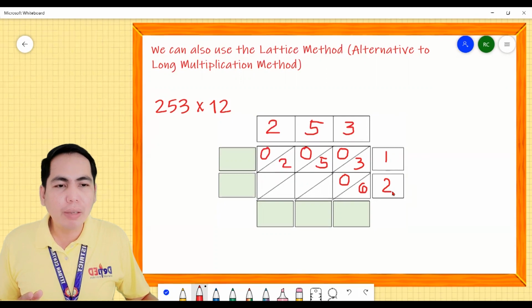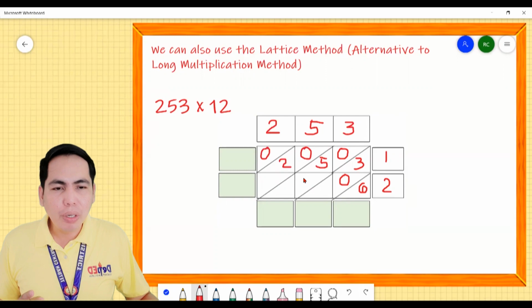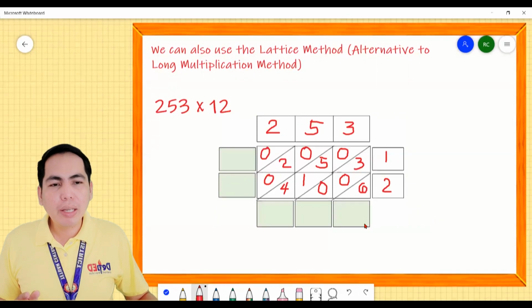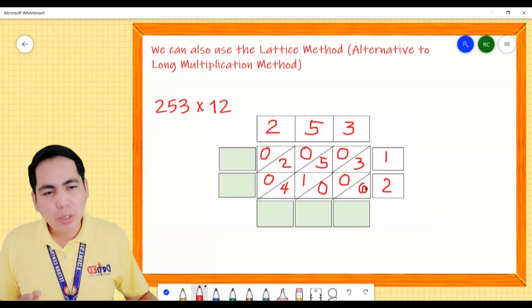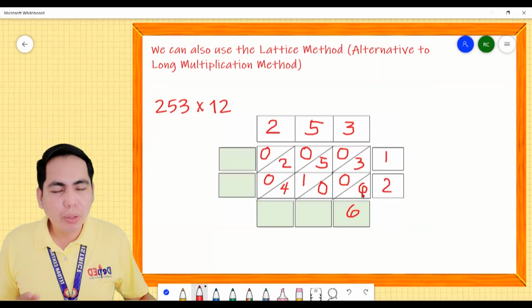2 times 5 will give us 10. Since 10 is a 2-digit number, we have to write here 1 and then the 0 here. And then 2 times 2 is 4. So 0, 4. And then after that, we are going to add all our initial products. So 6, we will write here 6, since no other digit is to be added to 6. And then 3 plus 0 will give us 3.